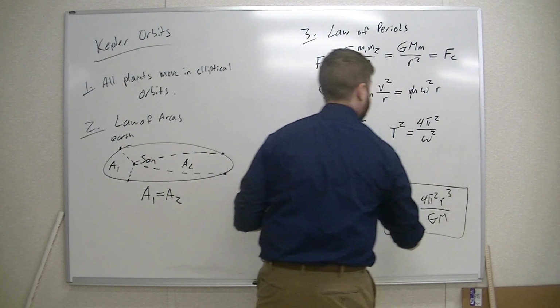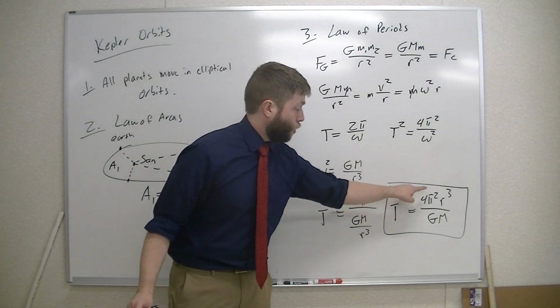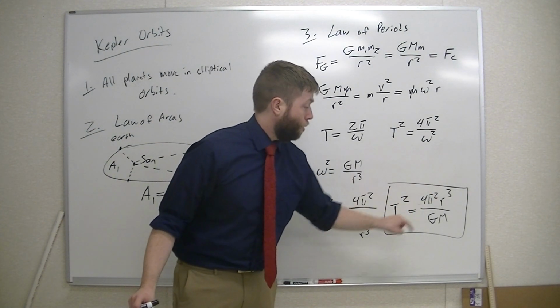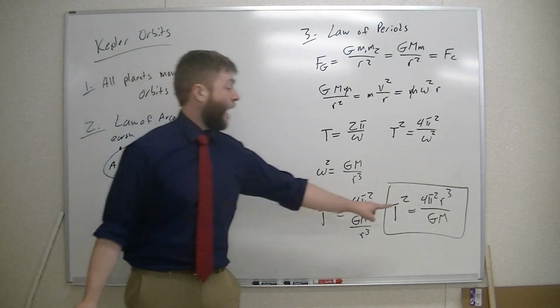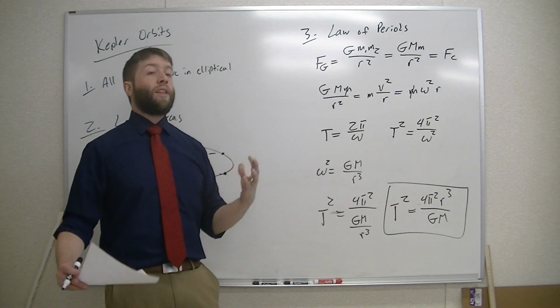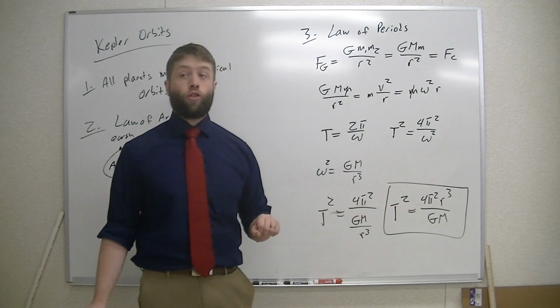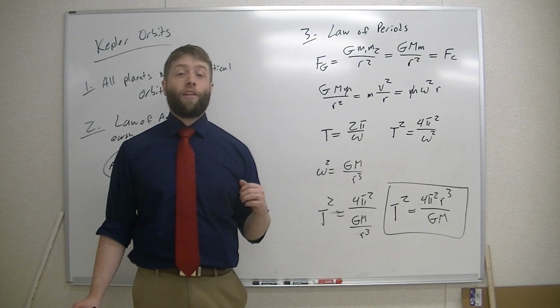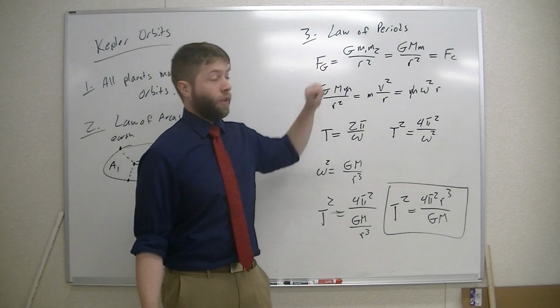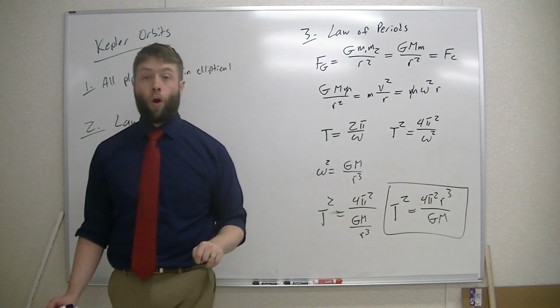This is the derivation that they look for over and over again. The period squared is equal to 4 pi squared r cubed divided by big G, mass of the object that we are moving around. They love this derivation. What they're relating is that the radius cubed is proportional to the period squared. That is what they are interested in. This is known as the law of periods, that the period squared is proportional to r cubed.